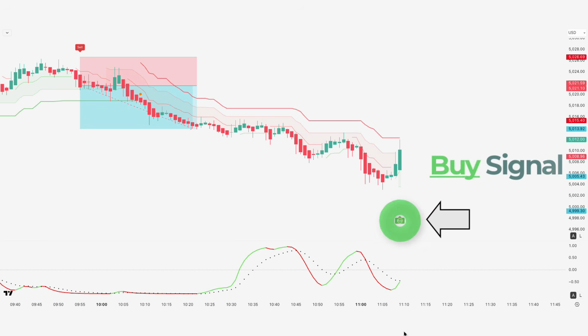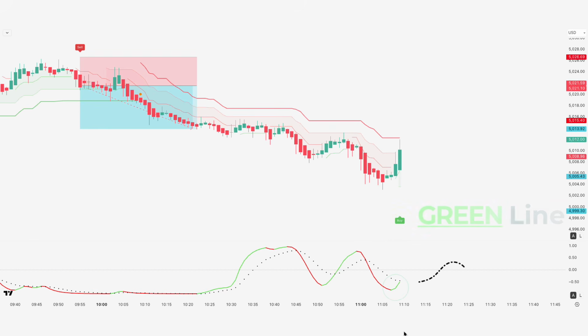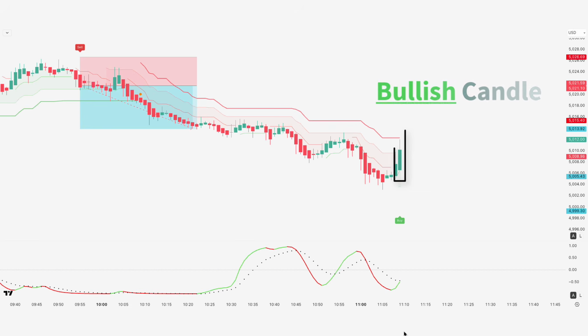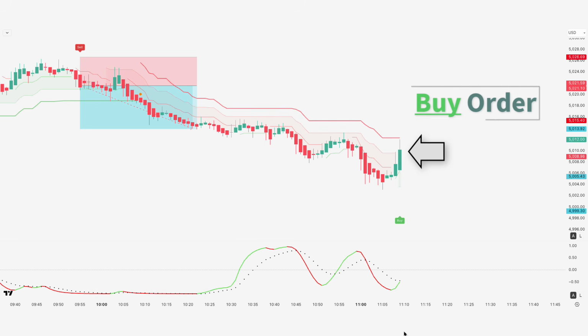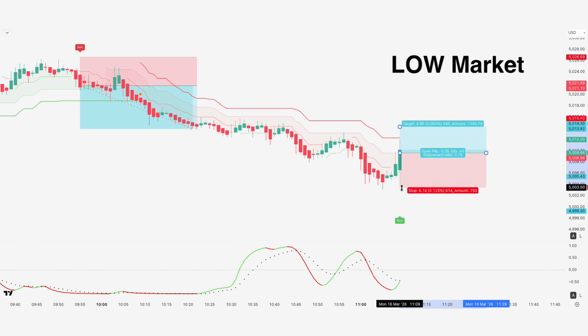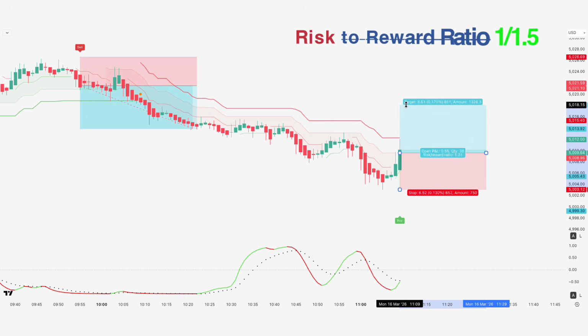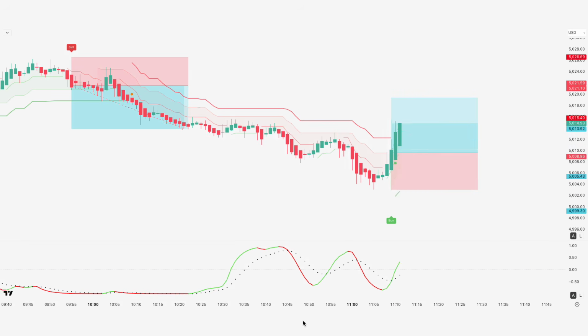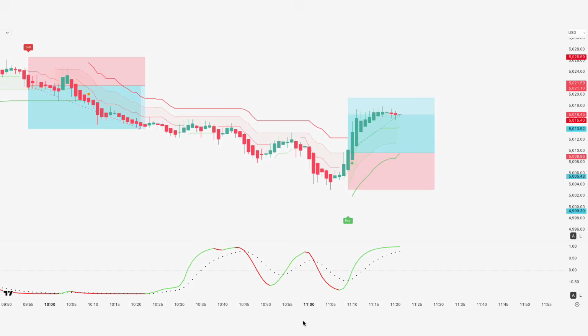Here, the Supertrend DESTA arrow of this indicator is a buy signal. Here, the normalized smoothed MACD is a green line. Here, the market has made a bullish candle to give confirmation. So all our conditions are being fulfilled, so we are placing an order to buy. Our stop loss is to be placed at the previous low of the market, and the risk to reward ratio will be 1:1.5. Let's see what happens to our trade.